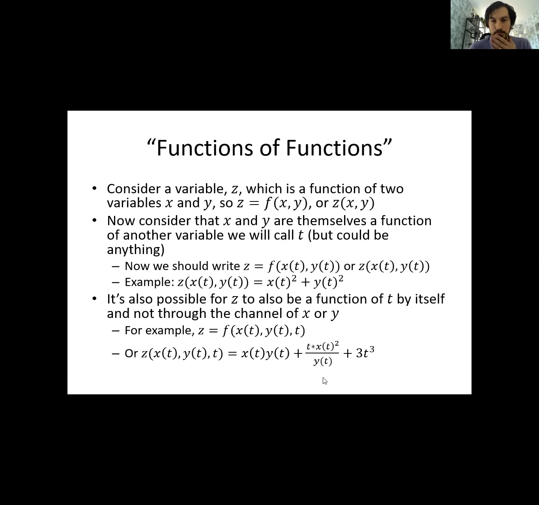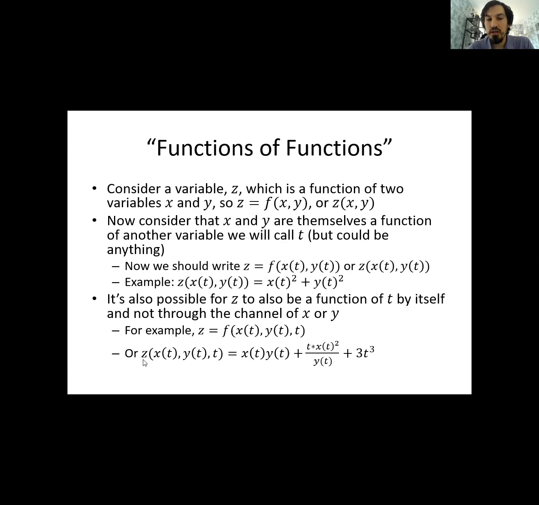And just as a preview, I'm not going to teach you today. I guess there's not enough time. But as a preview, what I would like to talk about is what is the total derivative of z with respect to t in this case?